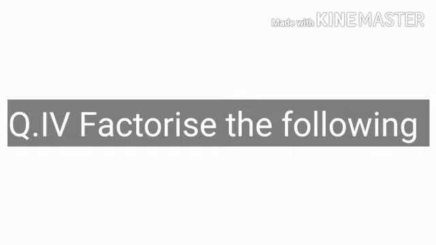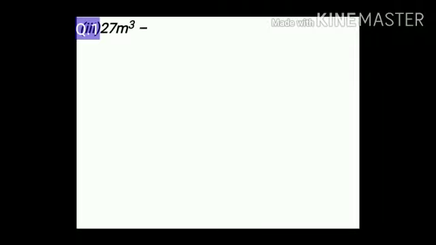Last question, that is question number 4, factorize the following. 27m cube minus 216n cube. Here children, 27 is common between these two terms. So here we take 27 as a common. Solution. Equal to 27 m cube minus 8n cube.